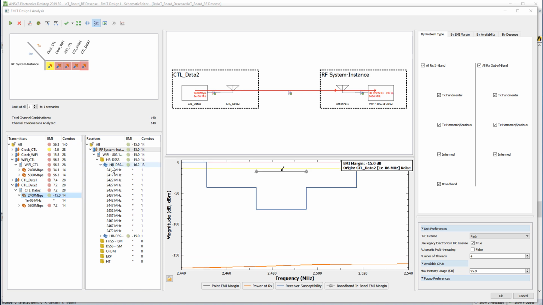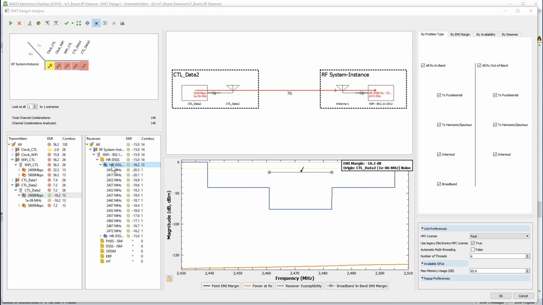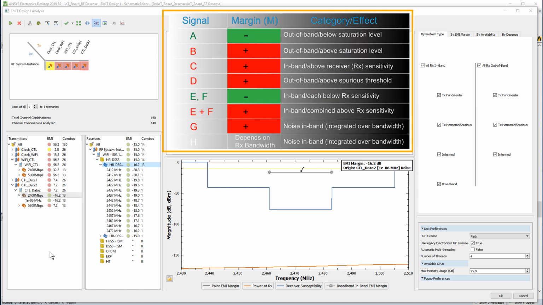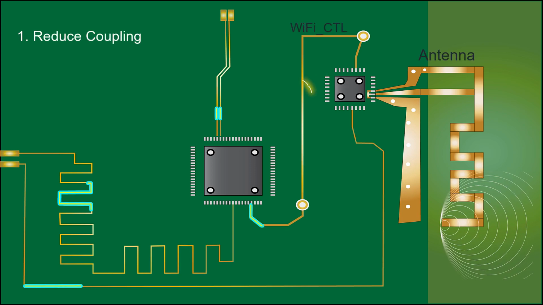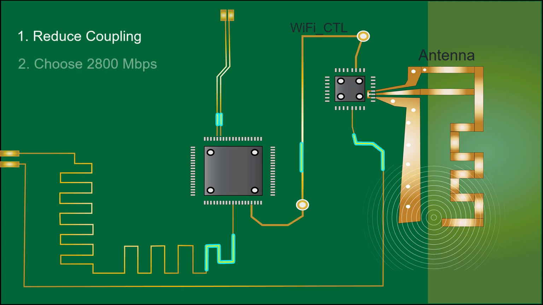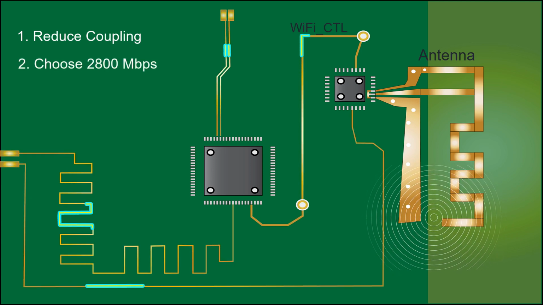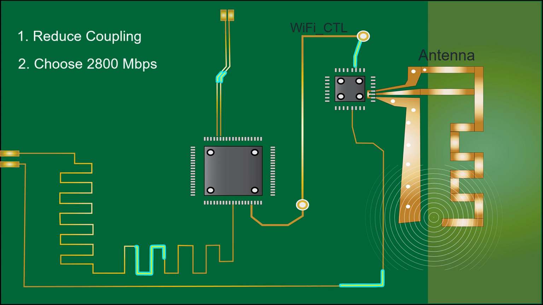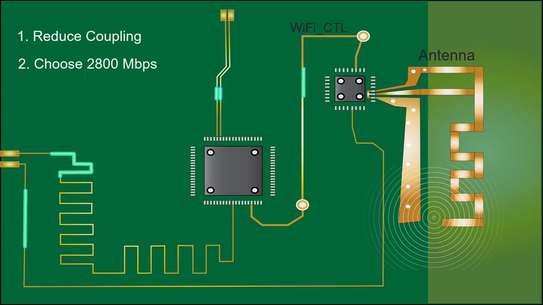Looking at the external data line, the story is different. Here we see vastly improved EMI margin for the slower data rates. Remember, negative EMI margin shown in green is good and represents no interference. We can safely conclude that there are 2 possible mitigation schemes. First is to reduce the coupling between the Wi-Fi controller data line and the antenna. Second is to choose the slower data rate over the fast data rate for reducing interference. Watch the next part for the mitigation.